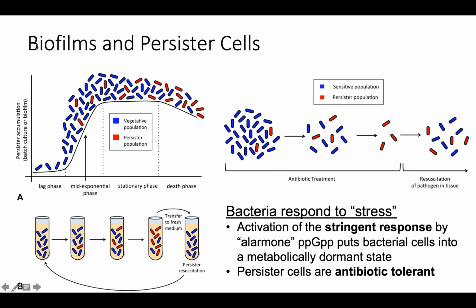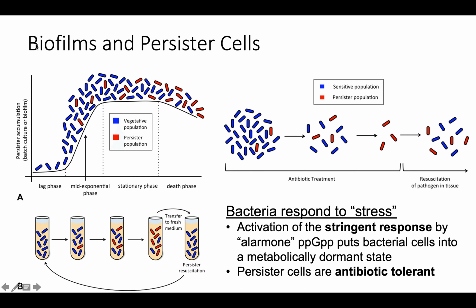They produce a signaling molecule, alarmin. If you look at that word alarmin, it means alarm, and it activates this ppGpp, which puts bacterial cells into a metabolically dormant state. They become dormant. So they aren't metabolizing at their regular rate, they aren't producing non-essential proteins, they aren't growing and dividing. They are basically just in a coma state.